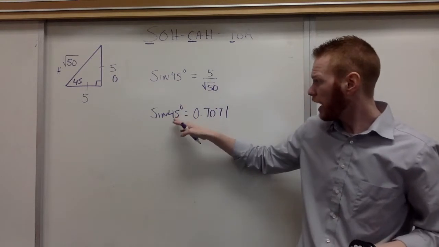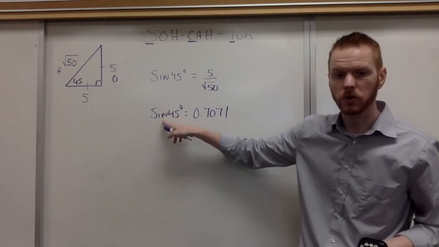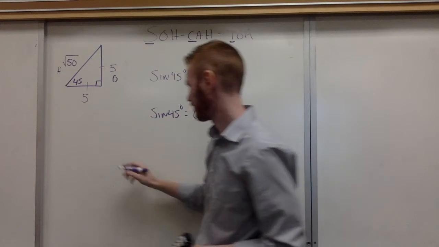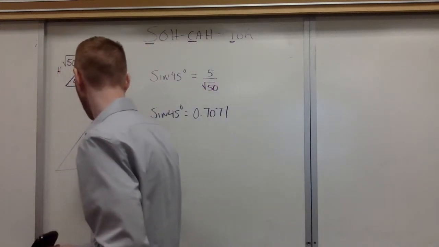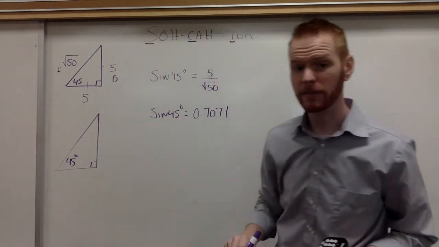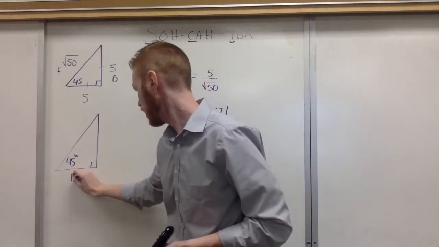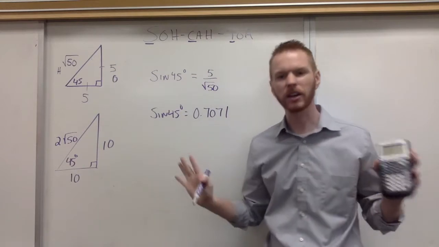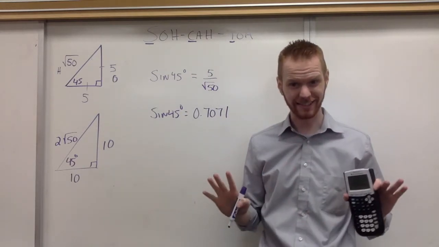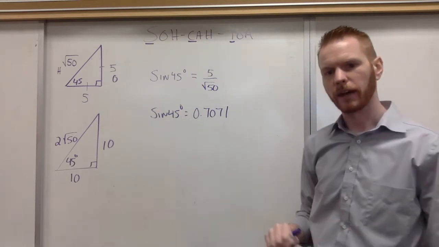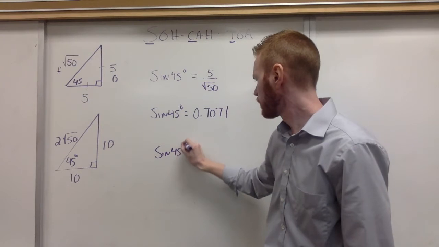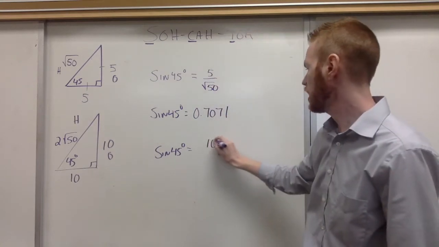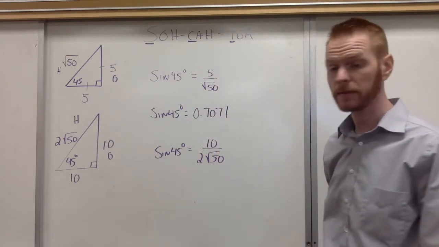Nothing special there. At a 45 degree angle, if I do the ratio sine, that's the value it comes out to be. Let's change it. New triangle, except this time I'm going to multiply all the side lengths by 2. So this is 10, this is 10, and this will be 2 times square root of 50, which once again I know I could simplify, but for the sake of the argument we're just going to leave it like this. Let's do sine of 45 degrees again. Your opposite side is here again, and your hypotenuse is over there. So it's going to be 10 over 2 square root of 50.